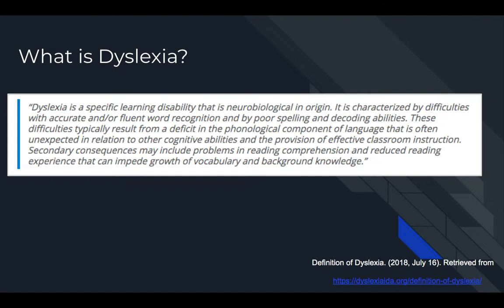These difficulties typically result from a deficit in the phonological component of language that is often unexpected in relation to other cognitive abilities and the provision of effective classroom instruction. Secondary consequences may include problems in reading comprehension and reduced reading experience that can impede growth of vocabulary and background knowledge. With all of those issues that may present themselves with a student with dyslexia, there are many available technologies that are free and easy to use and easy to access to assist students in the classroom.